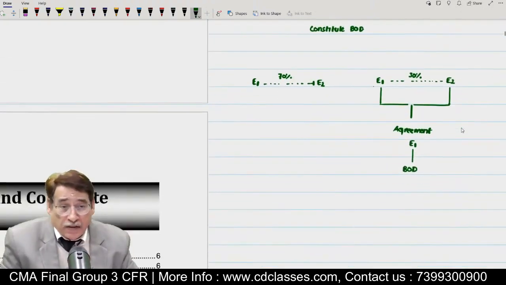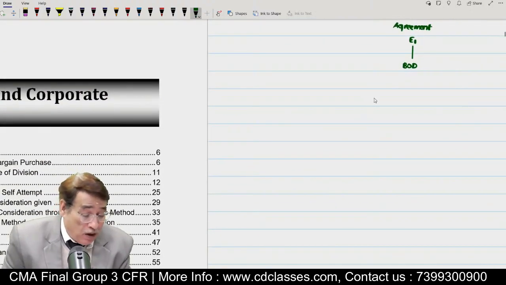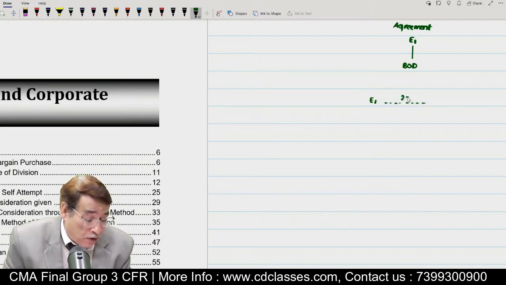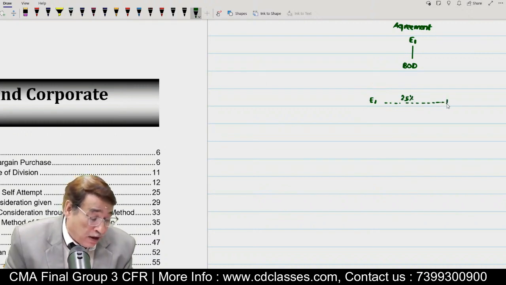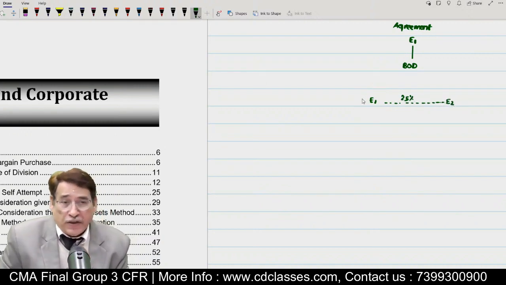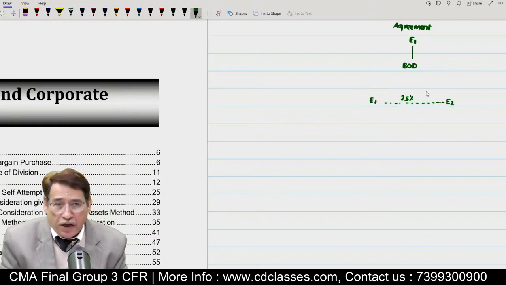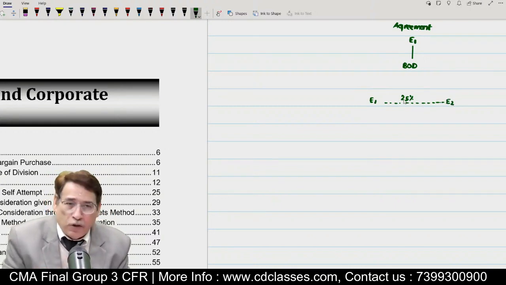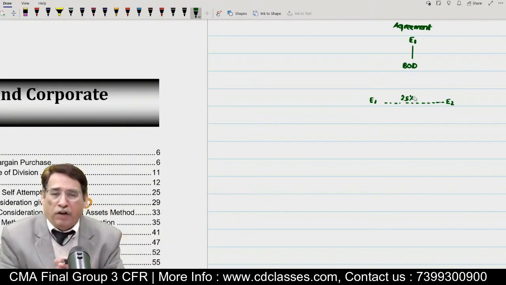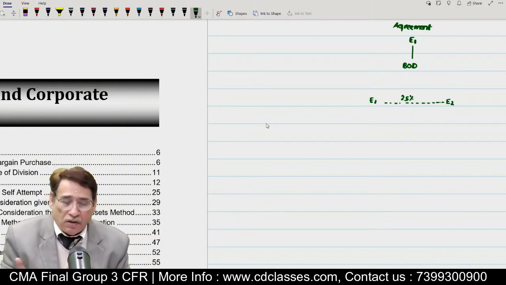Further, sometimes an agreement may take place in this manner. See here, let us say there is an entity E1 and it has 25% of the stakes or voting rights in E2. That means E1 has 25% of the share capital of E2. Logically, this much stake will not give us any control.